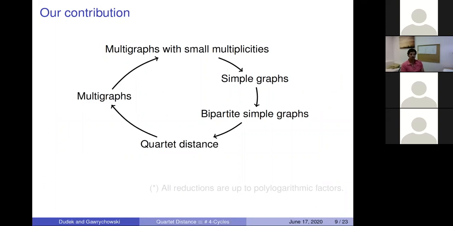And we show the following. We establish a chain of reductions between computing the quartet distance and counting 4 cycles in a simple graph. We go through some intermediate problems, and I will show some of them to you. All reductions are up to log factors, so we are losing logs and some constants. But the bottom line is that this allows us to reduce quartet distance to counting 4 cycles in a graph and the other way around.